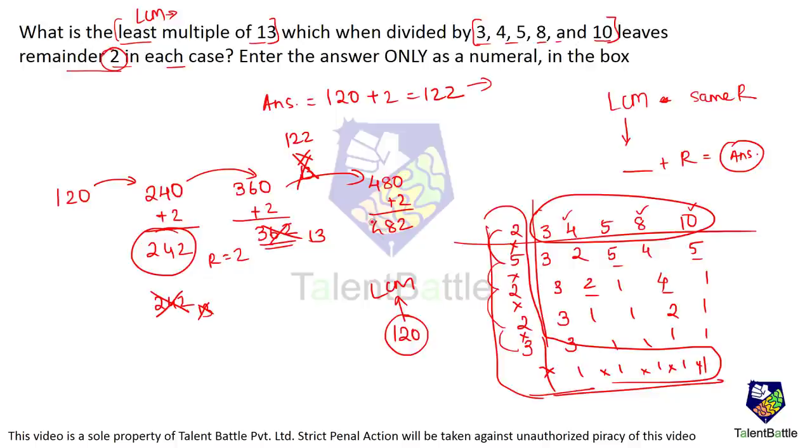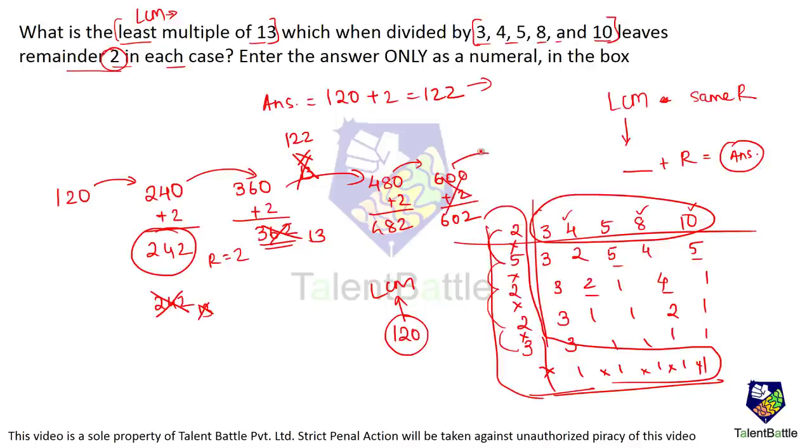Again, this one is also not divisible by 13. Okay, 482 is also not divisible by 13. Next one is going to be 600, and it should come out to be 602. So you can try to check whether 602 is divisible by 13. It also is not divisible by 13.